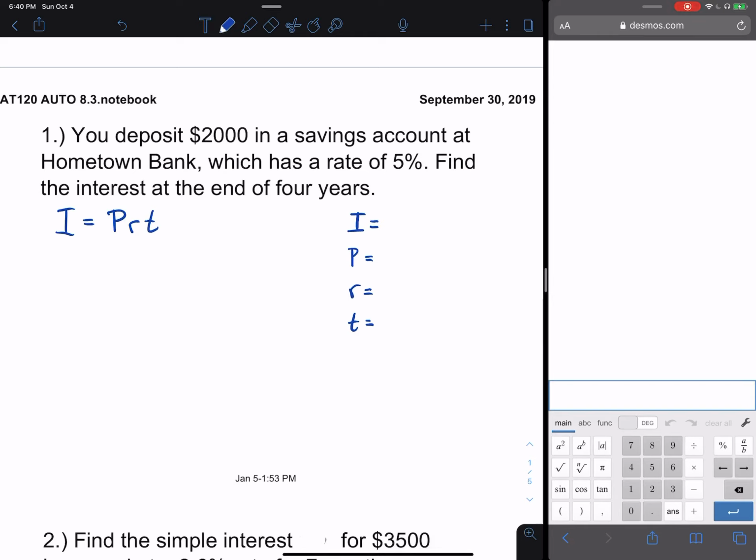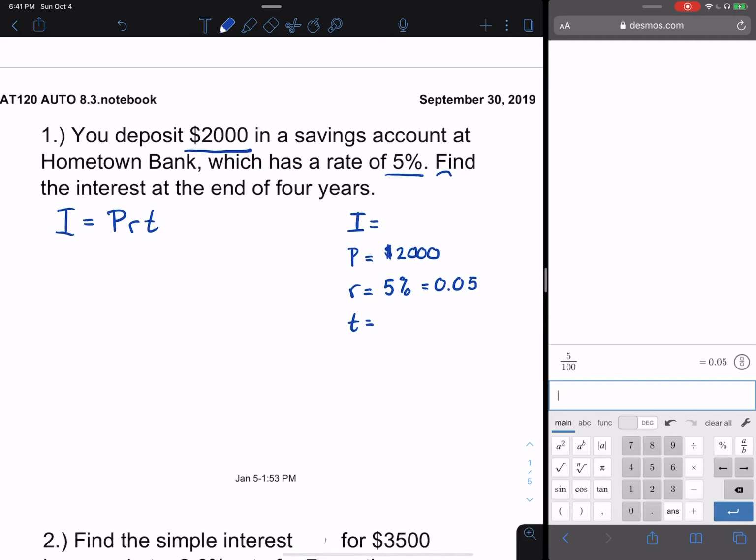Now I'm going to look through the problem again and fill in that right-hand side where I have all my variables with the information I know. So they told me that I deposit $2,000. So that's my principal because the amount that I deposit or borrow is principal in a savings account at Hometown Bank, which has a rate of 5%. So I know the rate in percent form is 5%, but I know I need that in decimal form. So I'm going to take my percent, that 5, and divide it by 100. That gives me an answer of 0.05.